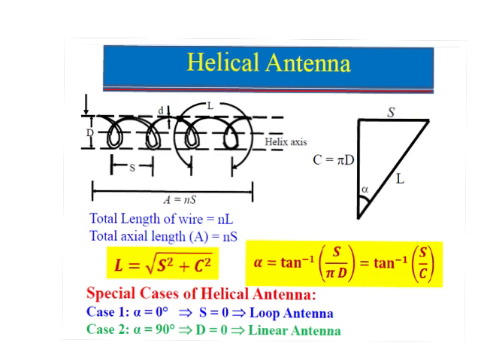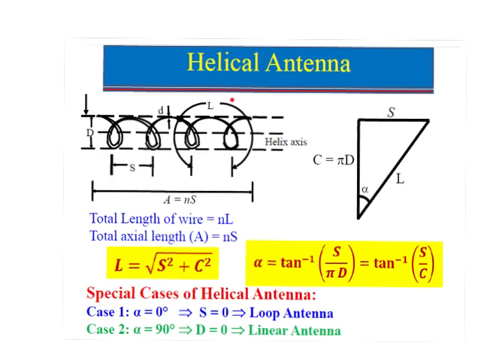Coming to the helical antenna, this is the one which is wound in the form of a helix. That is why the name helical antenna has been given. As you can see here, this has been wound in the form of a helix, and the middle dotted line is the helix axis. Capital D represents the diameter of this helix, S represents the spacing between the individual loops created by the helix, and small d represents the diameter of the material of the helix.